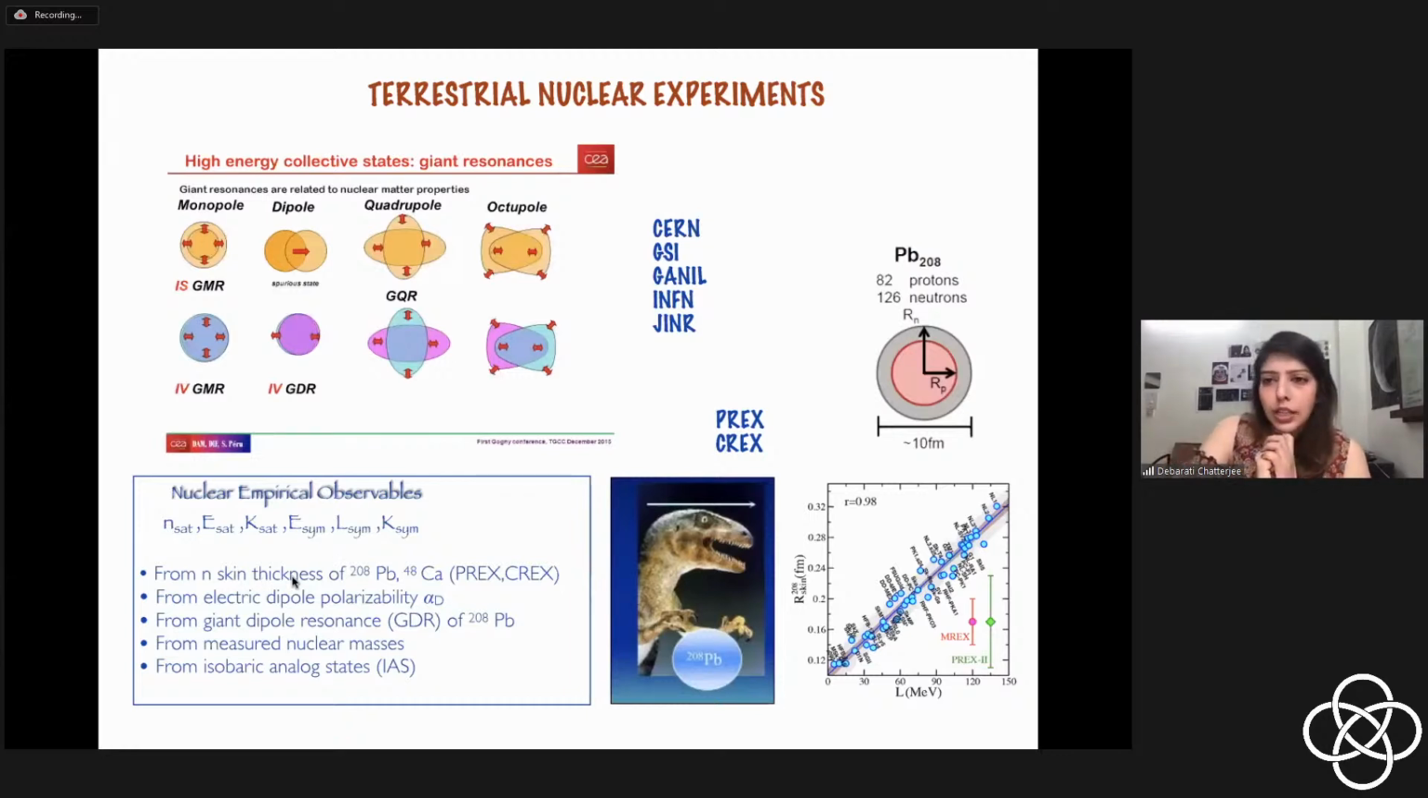So what is neutron skin thickness? This is nothing but the difference between the neutron radius and the proton radius. This is called the neutron skin. Measurements of neutron skin are now being performed at experiments like PREX and CREX at Jefferson Lab. Also, heavy ion collision experiments tell us about these giant resonances. So all these nuclear experiments give us information about all the quantities that I talked about.